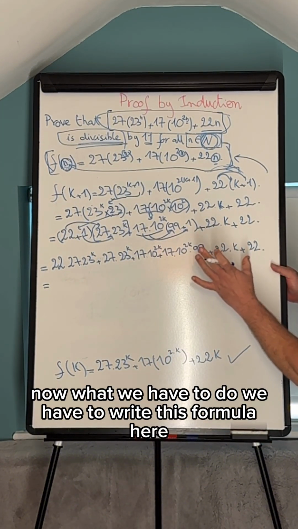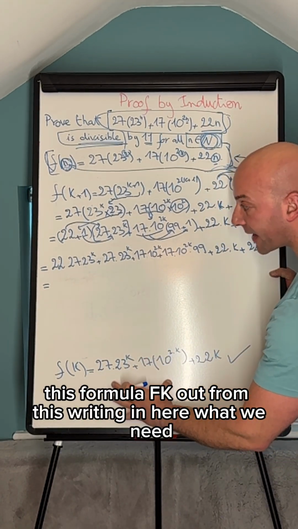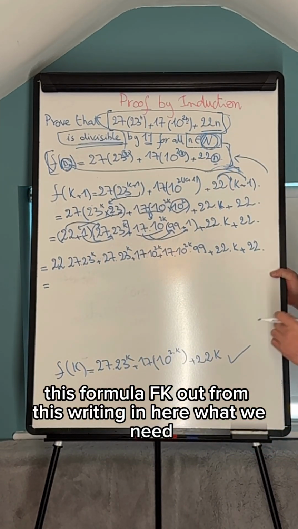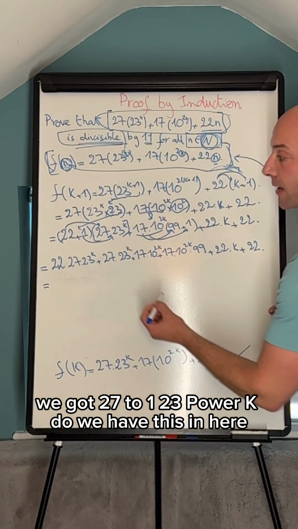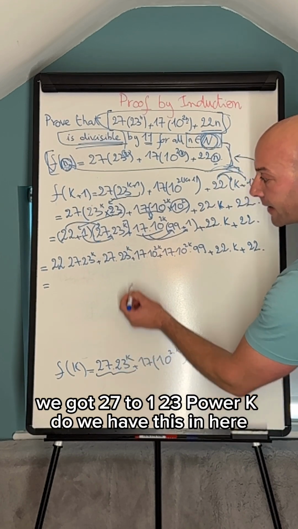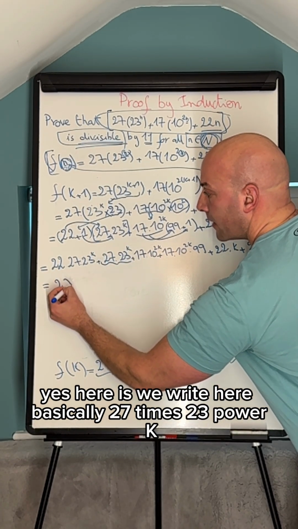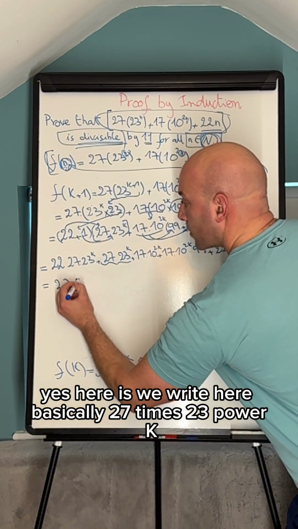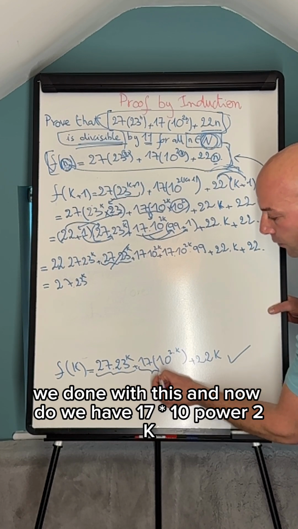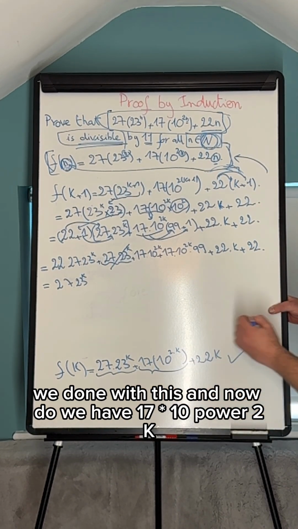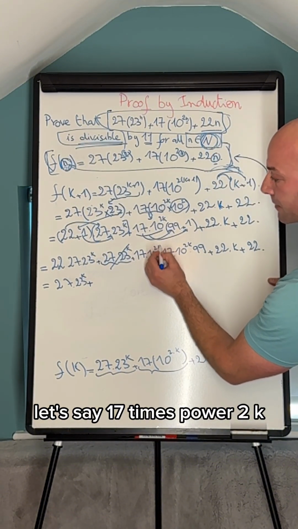What we have to do is write this formula here and get this part, this formula fk, out from this writing in here. What we need, we got 27 times 23 power k. Do we have this in here? Yes, here it is. We write it here, basically 27 times 23 power k. We're done with this. And now, do we have 17 times 10 power 2k?